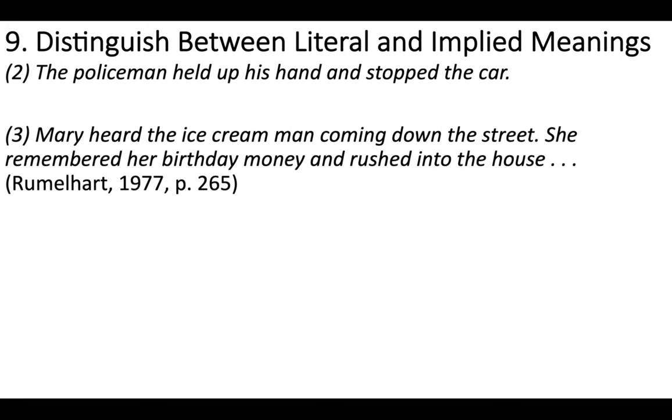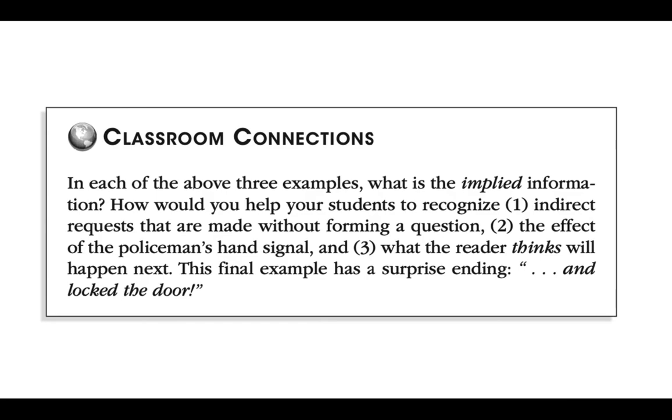All right. So there's an ice cream man coming down the street. It could be either on a bicycle or it could be an ice cream bus. Right. And then she remembered her birthday money and rushed into the house. So what does that mean? Do you get it? So in each of the three examples that we have here, what is the implied information? There you can have the conversation with your students or learners about what the implied meaning is.